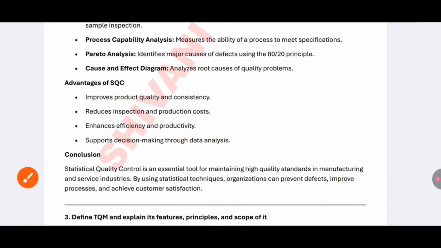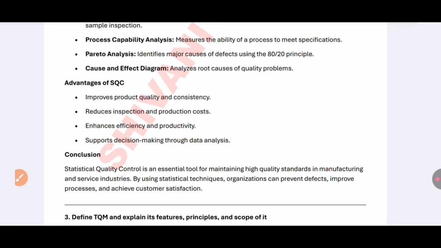Then what is the advantage of this SQC? It improves the product quality and service, it reduces the inspection and expenses cost, it improves the productivity, it helps in decision making. The same importance you can write in this answer also. Importance will be the same, everything you can write. It will reduce the operational cost, it increases the flexibility, it improves the productivity. The same thing you can write.